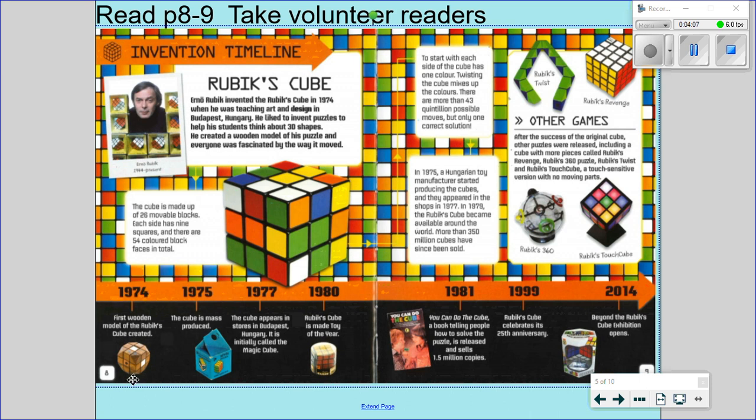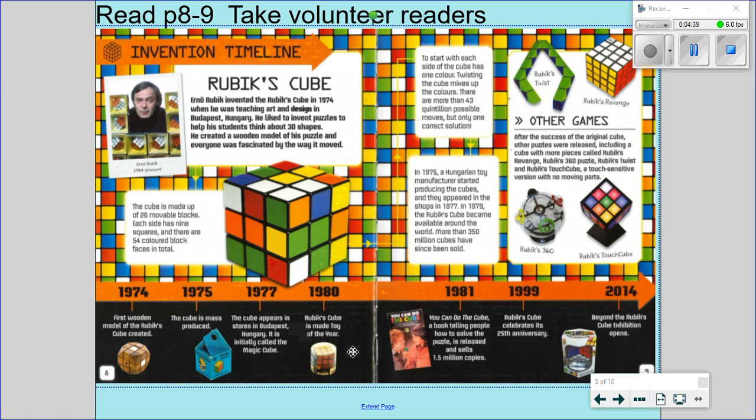Okay, so in 1974, we're going to look at our timeline now. We have the first wooden model of the Rubik's Cube created. Then in 1975, the cube is mass produced, so that means lots of them are made, okay, so for a big audience. Then in 1977, the cube appears in stores in Budapest, Hungary. It is initially called the Magic Cube. Okay, so they obviously changed the name to be named after the person who invented it, which is Erno Rubik.